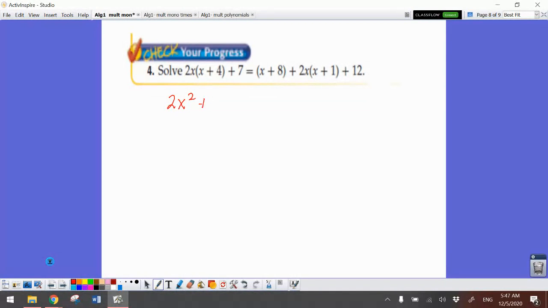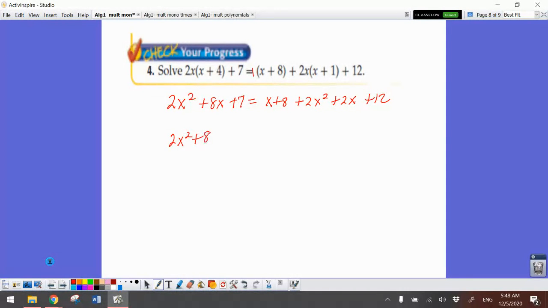2x squared plus 8x plus 7. X plus 8, I'm going to go ahead and just drop the parentheses because there really is no reason to have the parentheses there. I mean, there is technically a 1 there, but multiplying by 1 doesn't change anything. I have a 2x squared plus 2x plus 12. So this side's fine. There's 1, 2, 3. That's in standard form. That is fine.